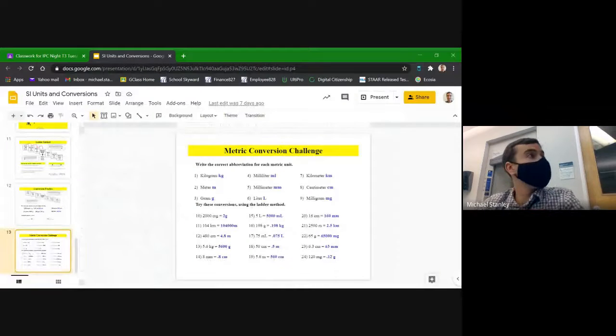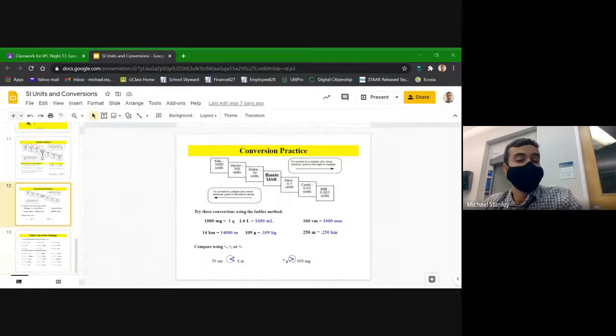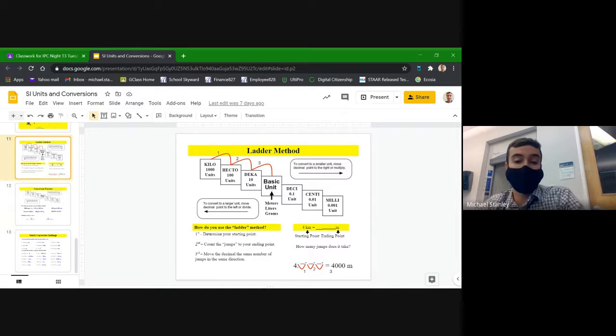So that is how you use the ladder right here in order to convert between the basic units, the millis, the centis, and the kilos. You determine your starting and ending points. You count how many jumps and in which direction you have to go in order to get from the start to the end. And then you move your decimal point that number of jumps in that direction.